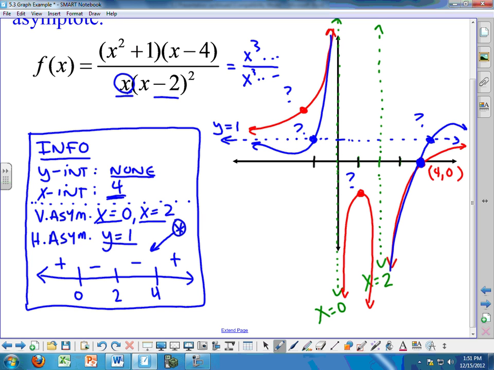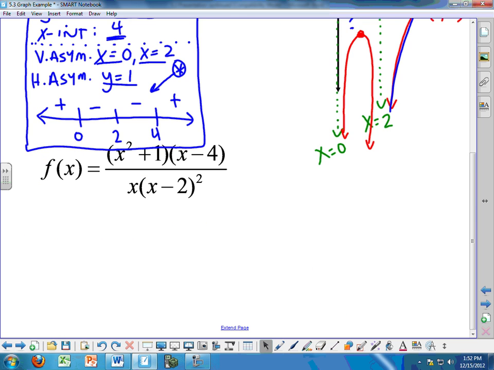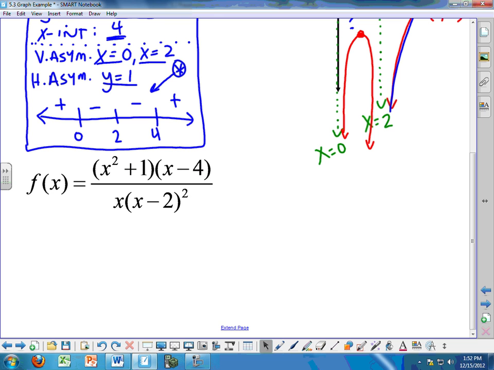I'm going to rewrite my function, and better yet, I might be able to just do this by dragging it down. Sure, let's do that. I'll just extend this down here. Since I know that the horizontal asymptote is y equals 1, I will set my function equal to 1 and solve for x.